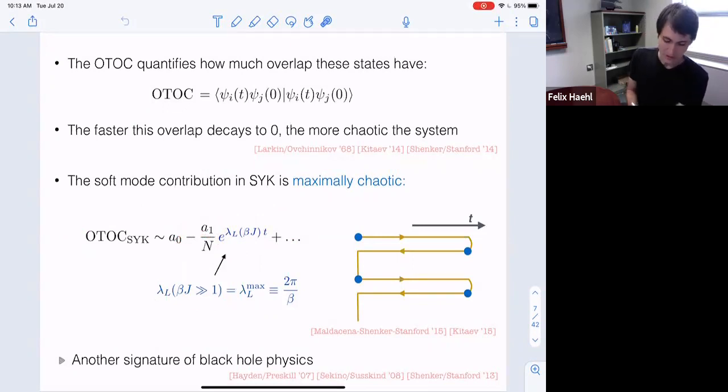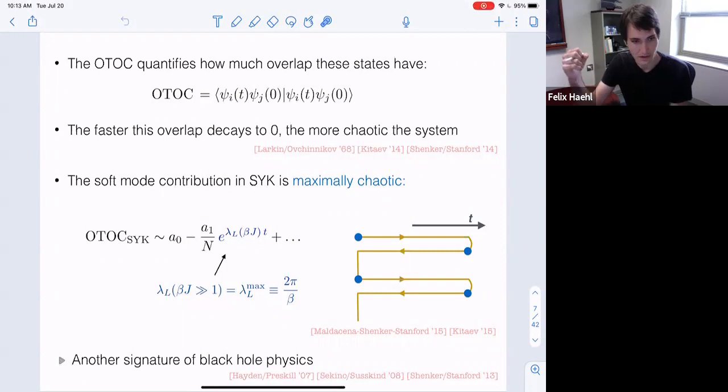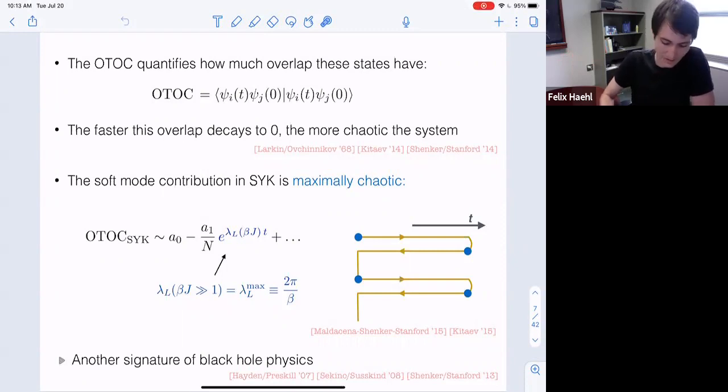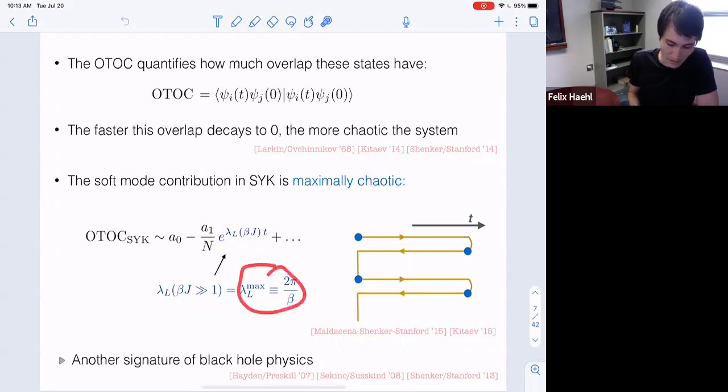And of course, one reason the SYK model has attracted so much interest is because this saturates the chaos bound by Maldacena, Shenker and Stanford, and the Lyapunov exponent that you get from this enhanced Schwarzian contribution that I described before is the maximal possible. And this is going to be another signature of black hole physics that we'll discuss, because black holes have previously been identified as the fastest quantum information scramblers or thermalizers, so systems that saturate this bound.